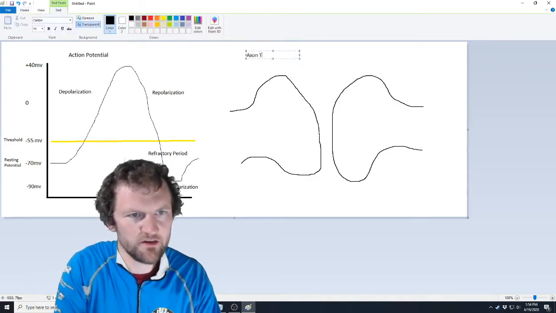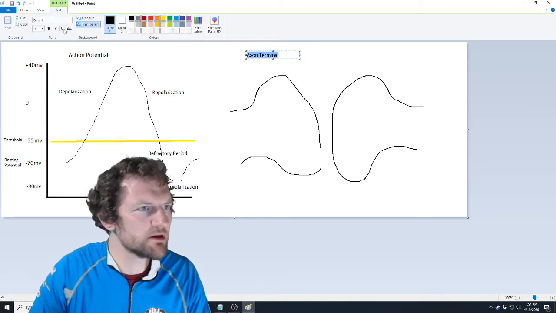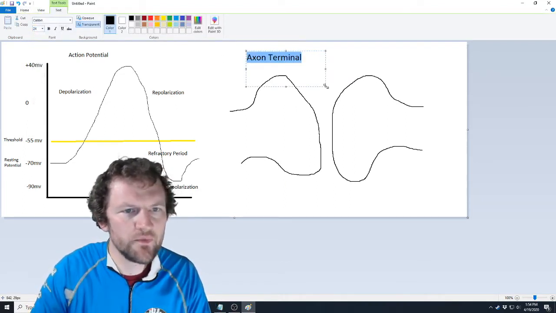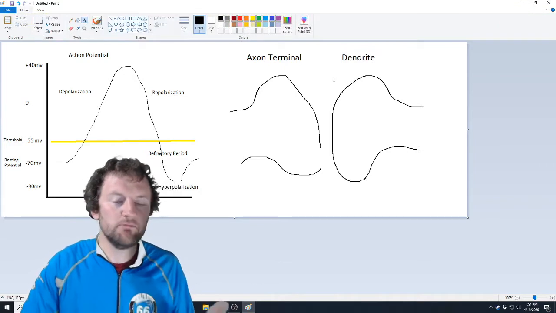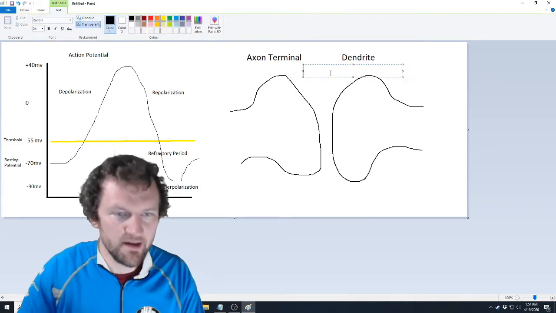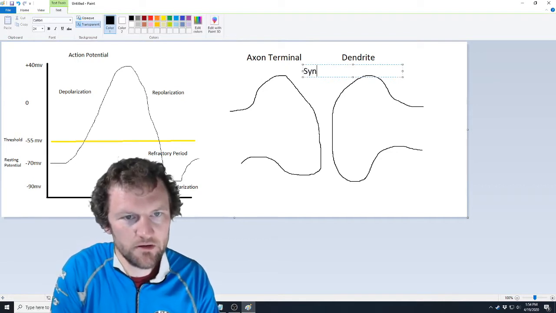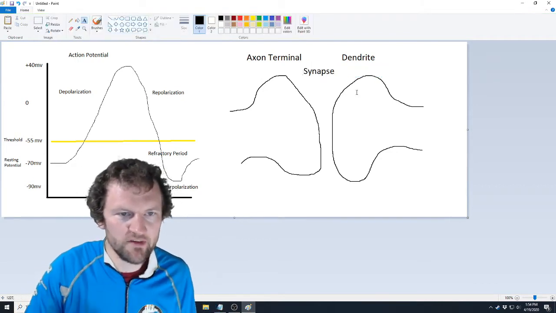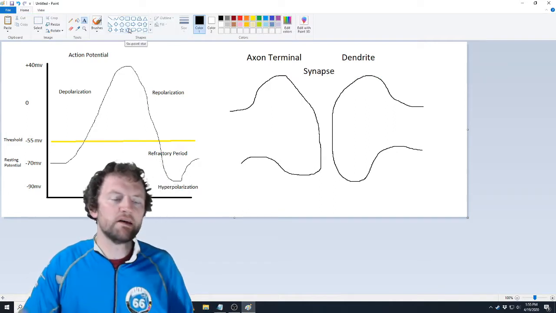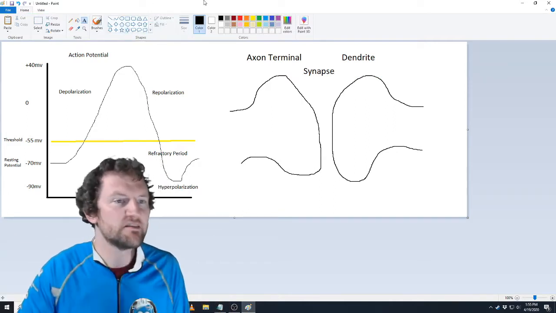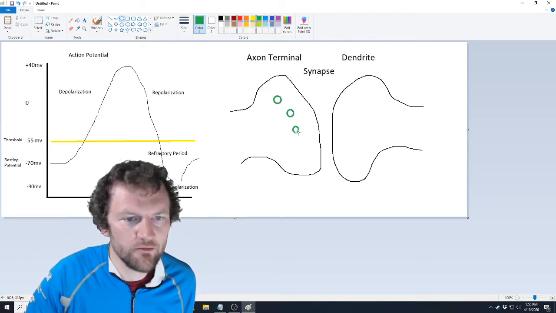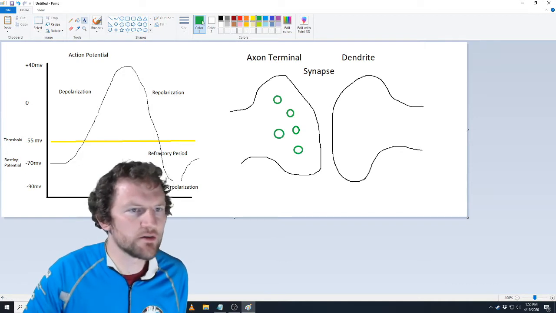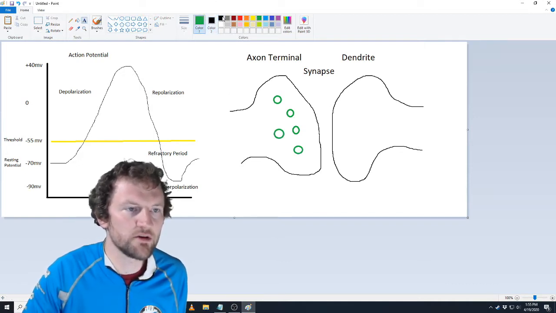This then would be the axon terminal. Let's make that a little bit bigger. And that would make this the dendrite. In between the two, they don't actually touch, there's a small gap. That gap is called the synapse, or the synaptic cleft, but we'll call it a synapse. In the axon terminal, whenever an action potential goes across, it actually releases little chemicals called neurotransmitters. For some reason in my mind, they're always green. Neurotransmitters, or neuron transmitters, that makes sense.